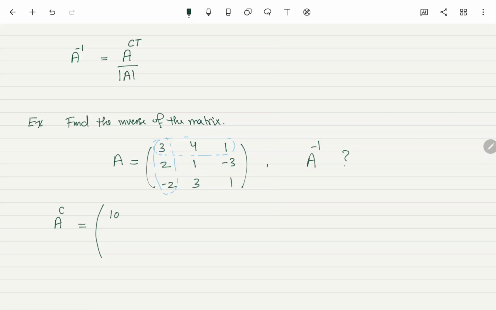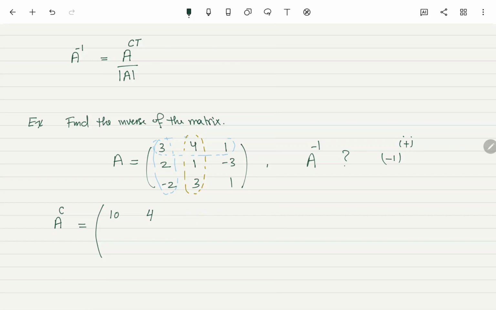Now let's repeat the same procedure, but with element 4. You cover the first row and the second column. In this case here, the cofactor for the element 4 is 1 times 2, which is just 2, minus 2 times minus 3, it's 6. So 2 minus 6, it's minus 4. And remember the factor minus 1 to the power i plus j. In this case, i is 1, and j is 2, minus 1 to the power 3 is minus 1, so minus 4 becomes 4.